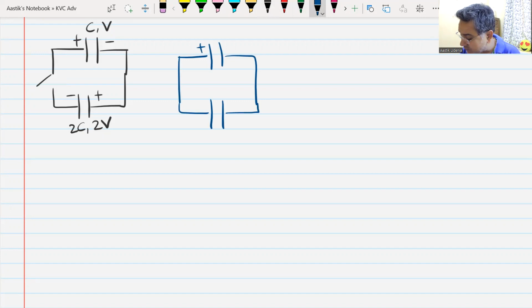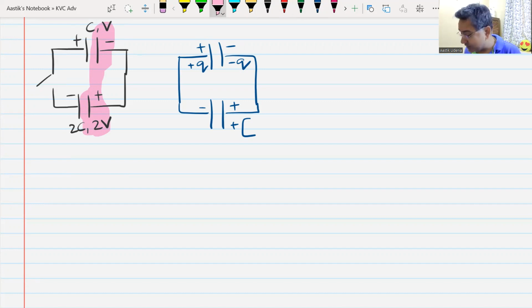So let me call this positive, this negative, this positive, and this negative. So this is plus Q. This will be minus Q. This will be plus of what is the initial charge on these two plates together? Initial charge is 3CV. Yes or no? Yes, sir.